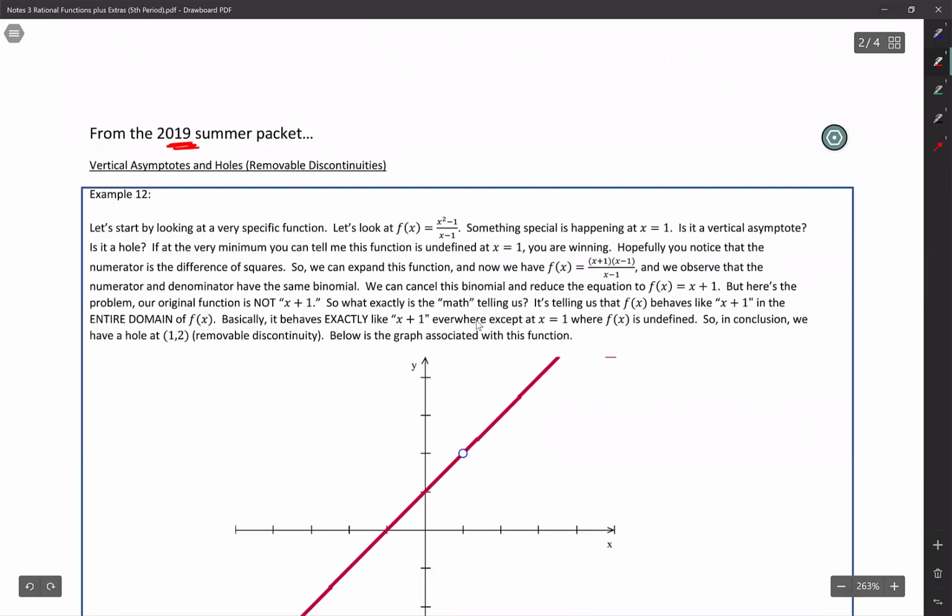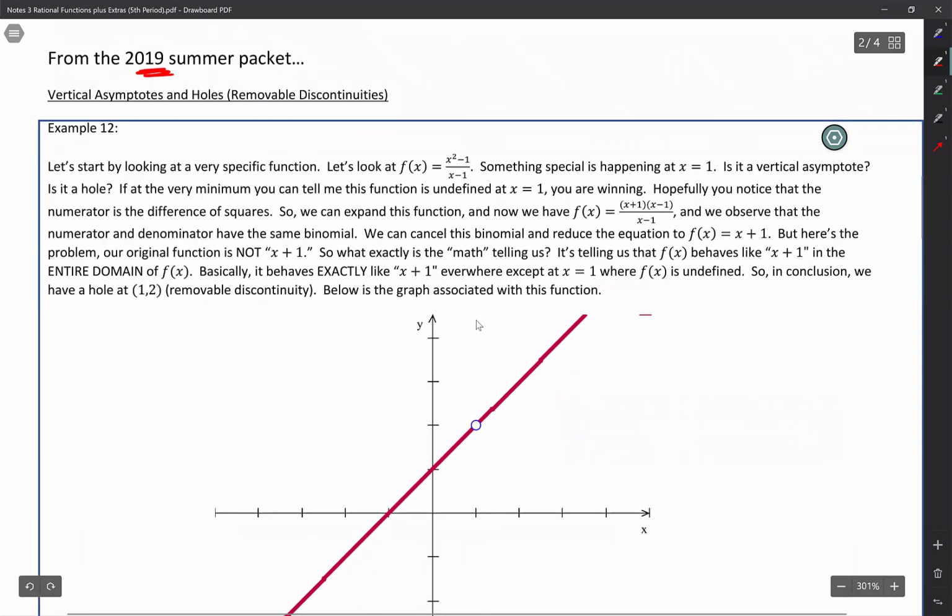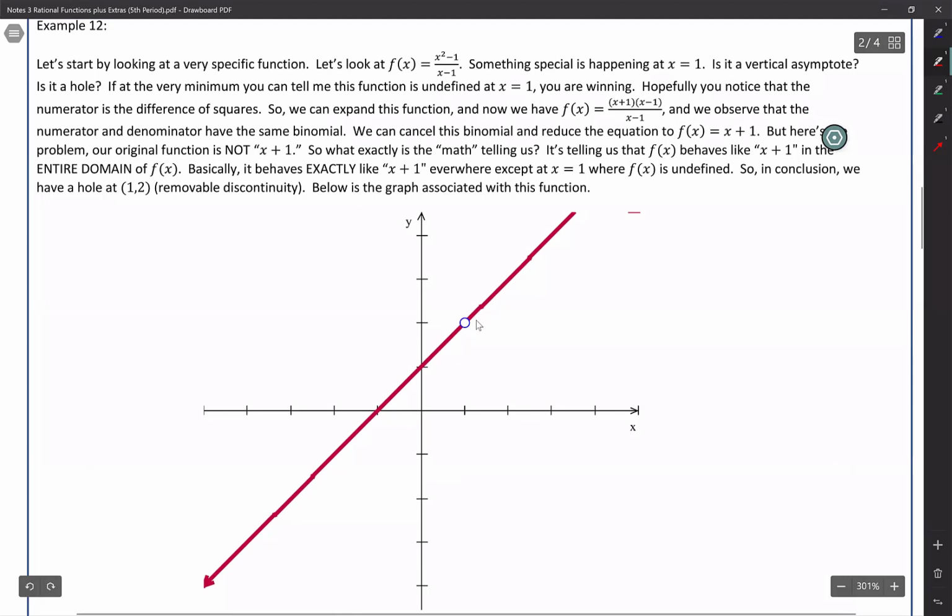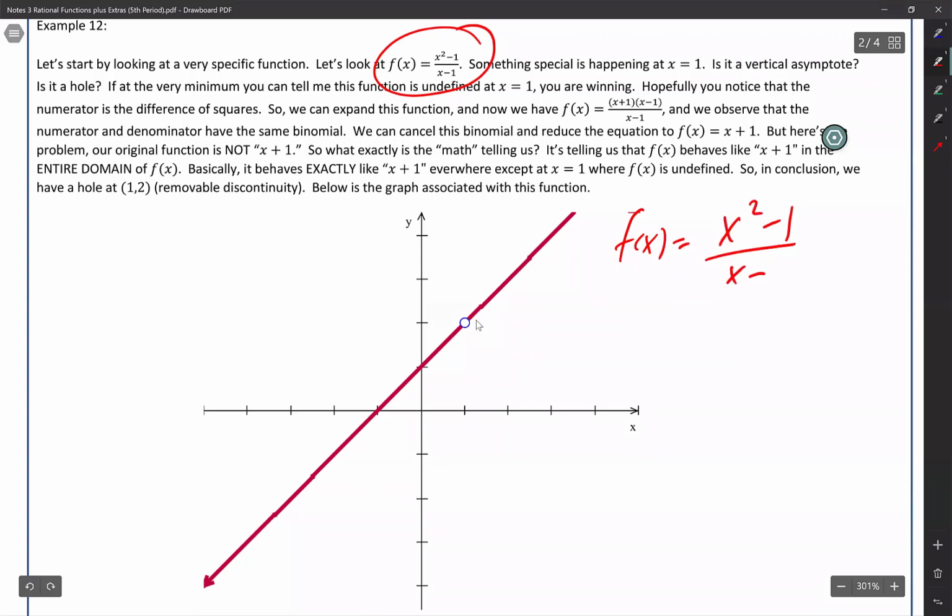If you really do read it, it has a lot of Algebra 2 stuff in it, and all it talks about is holes. And I have some function here. What function is that? It's this one, so I'm going to write it right here. F of x equals x squared minus 1 over x minus 1.